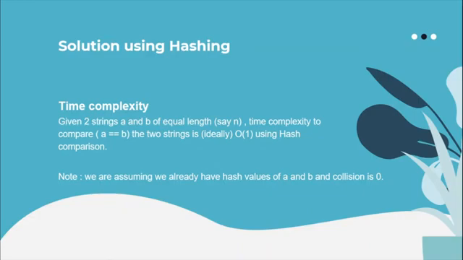Now here I am assuming two things. First, that we already have the hash values, because calculating hash values takes time. We'll be learning how much time it takes. So I'm assuming we already have the hash values of A and B, and also the collision is 0. What is collision? I'll be explaining that as well.